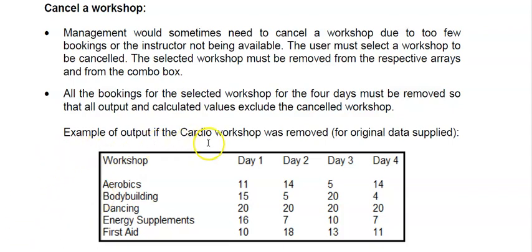Take note that the example of output is with your original data supplied, so before you added aerobics, so therefore this is still 14. Cardio was between bodybuilding and dancing, so just double check that all your workshops still contain the correct numbers and that they still match with the workshop. Press pause and try it yourself.